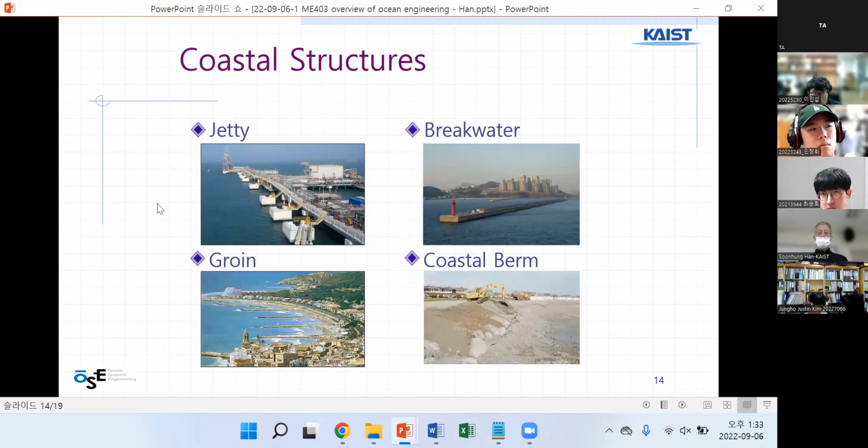Coastal structures: jetty. A jetty is for ship docking, where the ship touches the port. Because the ship is big, if it comes in too fast, the port can break or the ship can break. Right? It's a collision. We should have a soft touch of the ship. That kind of thing happens, so there is a protection or soft material there.